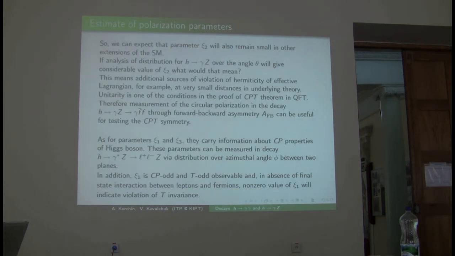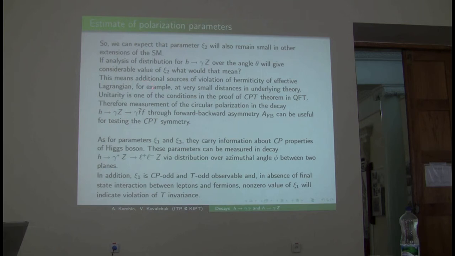Now, just as discussion, what can we expect for the parameter xi? It will also remain small in other extensions of the standard model. However, we do not claim this, it's just our assumption. So if an experimental analysis of, for example, this distribution over the angle of the final fermions coming from the decay of Z gives a considerable value of xi, what would that mean?